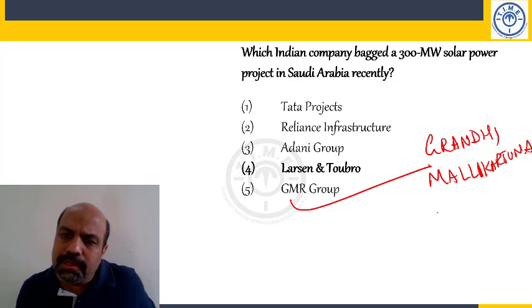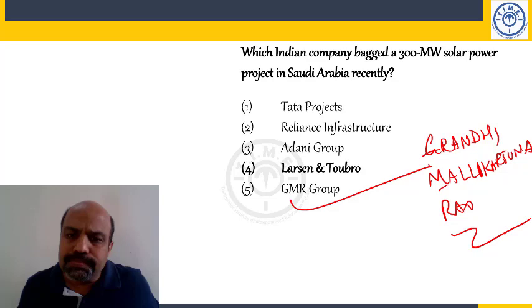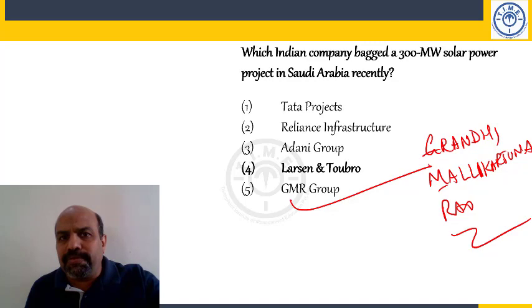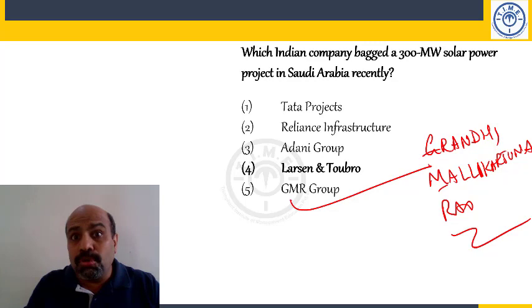Like GVK Group, Bangalore Airport, Mumbai Airport, and all that. Gunupati Venkata Krishna Reddy, this is GVK. GMR, Grandhi Mallikarjun Rao. Airports, roads, bridges, all that stuff they build.